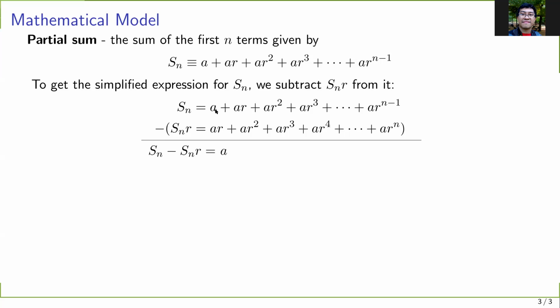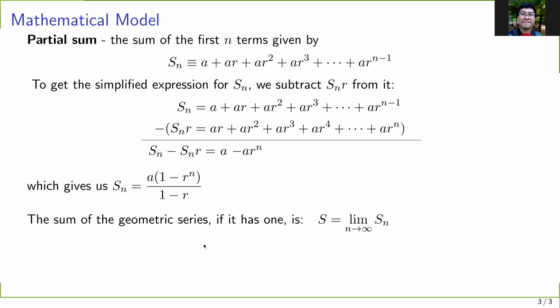You have a here, minus ar, but the ar here cancels with the positive ar at the top. Also, ar squared cancels with ar squared, ar cubed cancels with ar cubed, and so on. The only term that doesn't cancel out is ar to the n, so we have minus ar to the n. Or we can write Sn as a times 1 minus r to the n, divided by 1 minus r.